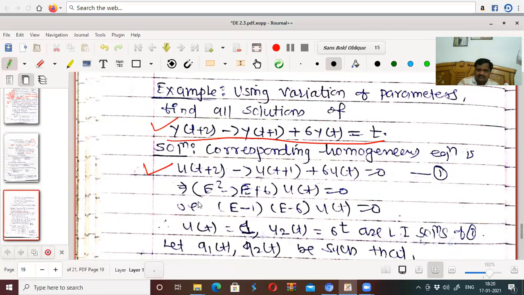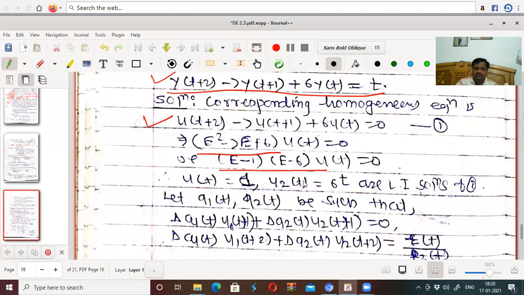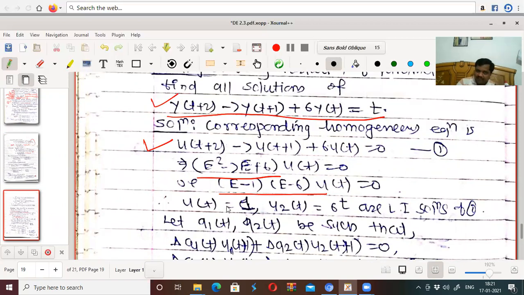Then its characteristic polynomial is e square minus 7e plus 6, and the characteristic equation is e square minus 7e plus 6 equal to 0. This can be factorized and you can write e minus 1 into e minus 6 operating on ut equal to 0, and therefore 1 and 6 are the two characteristic solutions. Therefore 1 to the power t and 6 to the power t are two linearly independent solutions of equation number 1. So u1t is equal to 1, u2t is equal to 6 to the power t, linearly independent solutions of 1. Now we have to find a particular solution.